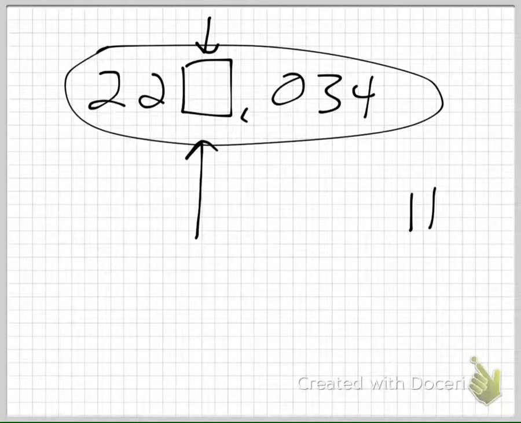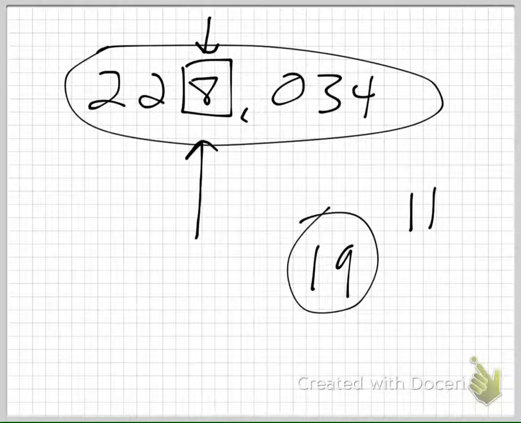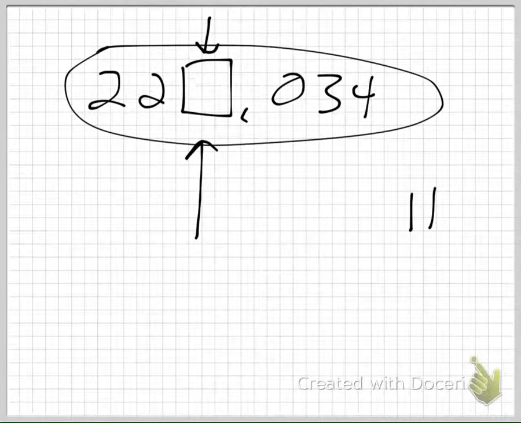What number has to go there? Let's try an 8. 2 plus 2 is 4. 4 plus 8 is 12. 12 plus 3 is 15. 15 plus 4 is 19. Is 19 divisible by 9? No. So it's not 8. Let's try 7. 2 plus 2 is 4. 4 plus 7 is 11. 11 plus 3 is 14. 14 plus 4 is 18. Is 18 divisible by 9? Yes. What's the answer to this then? 7.